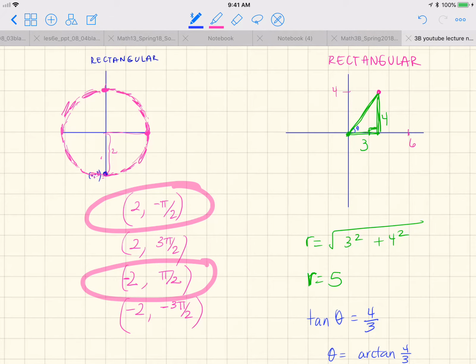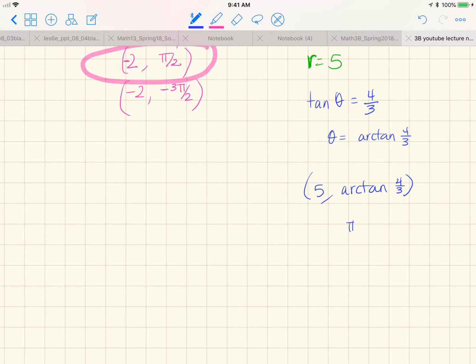Or down here, what would this theta be? This would be whatever that theta is plus pi over 2. From here to here is pi over 2. So I'm going to have as my theta pi over 2 plus arctan of 4/3. And then I can use negative 5 as my r. All right, good times, good times.